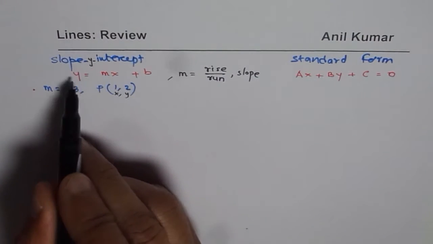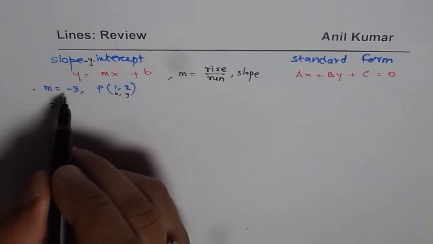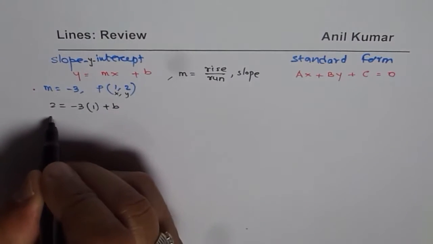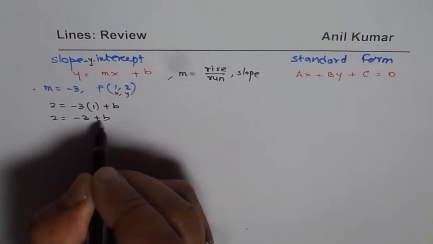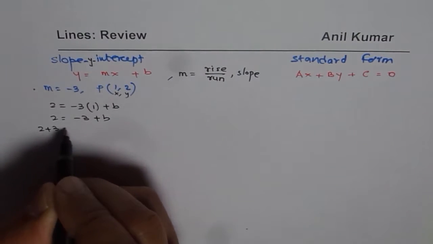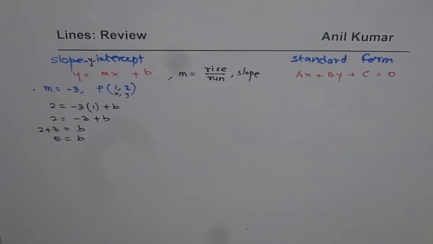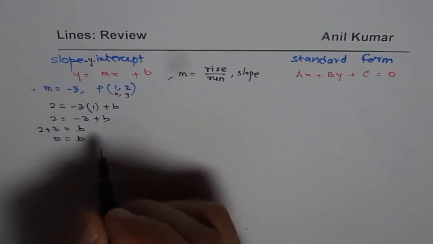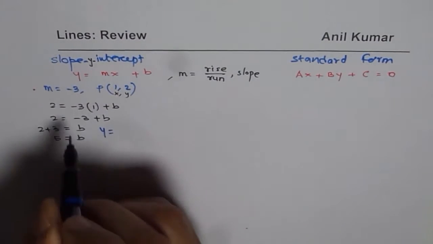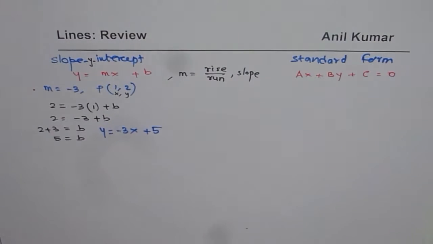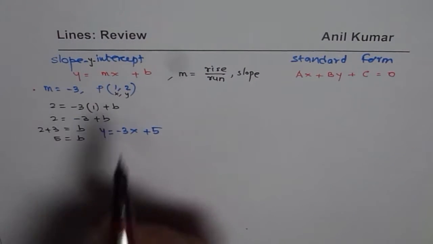So y is 2, so I'll replace y with 2. So we get 2 equals the slope, minus 3, times x, which is 1, plus b. Now that is 2 equals minus 3 plus b. Bringing 3 to this side, 2 plus 3 equals b, so the y-intercept is 5. Once we know the y-intercept, we can easily write down the equation: y equals minus 3x plus 5, correct? So that is how we can write the equation of a line given a slope and a point.